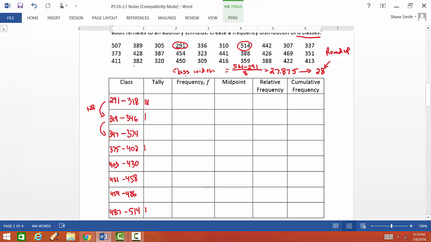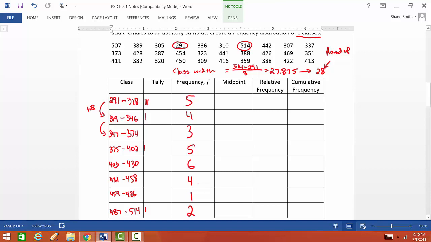In your final product, if you ever make one of these in a final report or for your project, I don't need to see the tally column, because the frequency column is the total of the tallies, which is really what we care about. So when you're all done with this, this is what the frequencies are. There are 5 data values between 291 and 318. There are 4 between 319 and 346. There are 3 between 347 and 374. And just to keep going, there are 5, 6, 4, 1, and 2.